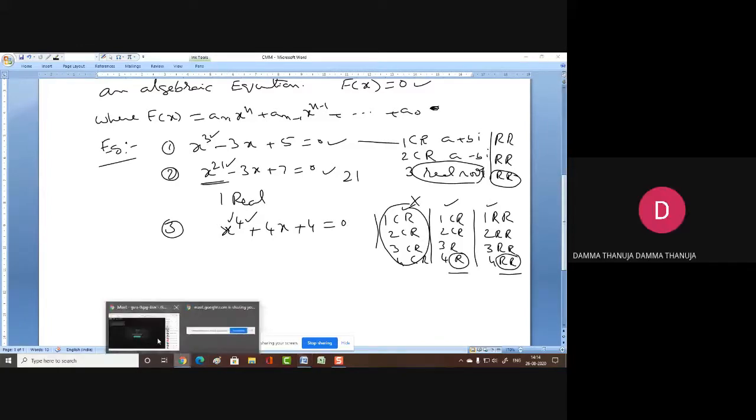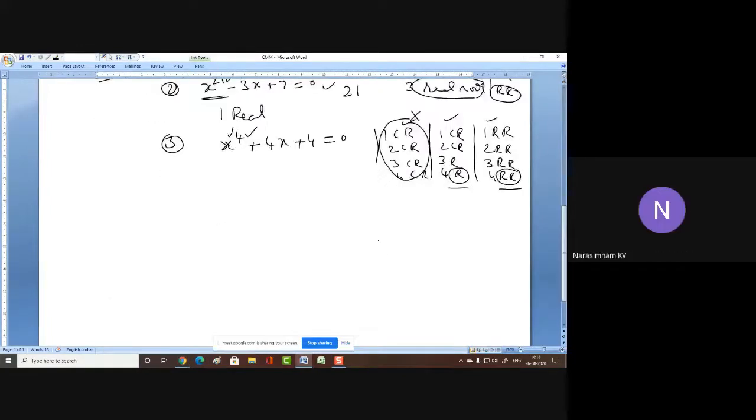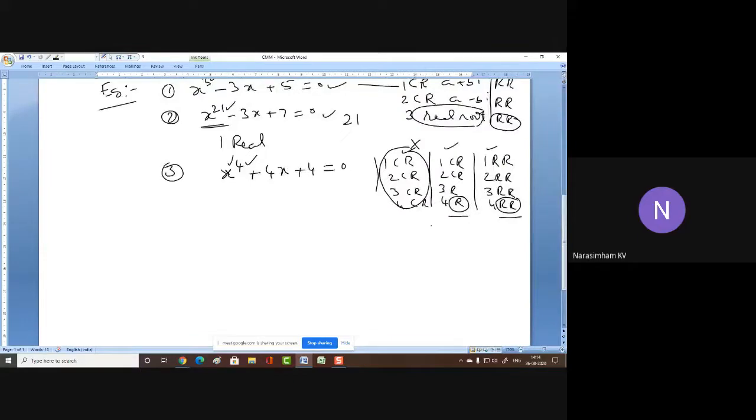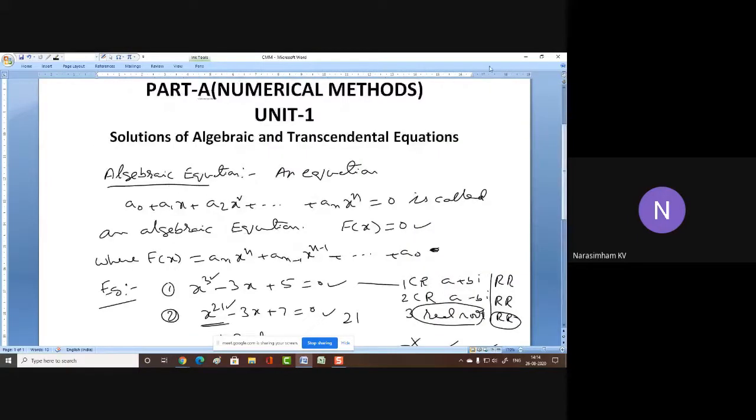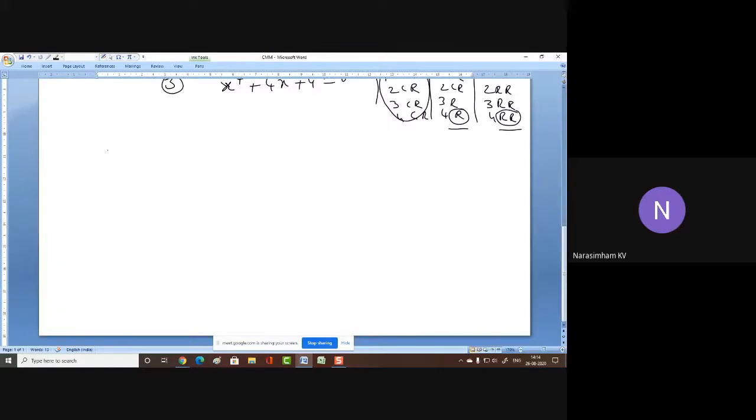Yes, sir. Now coming to transcendental equation. Already we discussed it in the last class. What about the transcendental equation? This is also an equation, but this equation contains logarithmic functions, trigonometric functions, exponential functions. Transcendental equation. Now what is the example?